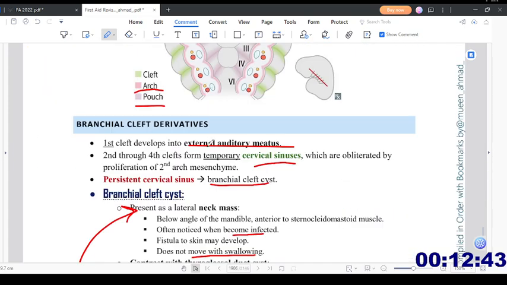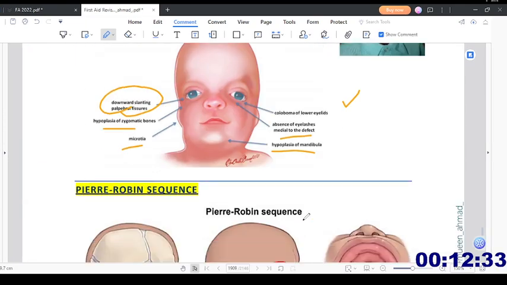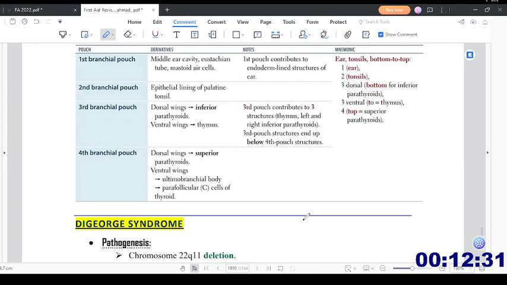The external auditory meatus was coming from the first cleft, while the second to fourth were giving rise to the temporary cervical sinuses. And now we are talking about the branchial pouches.